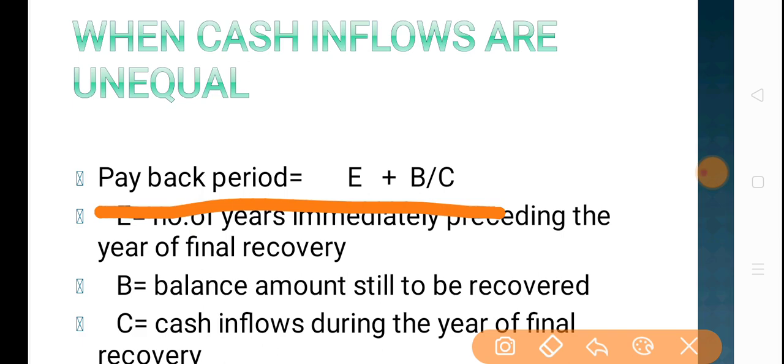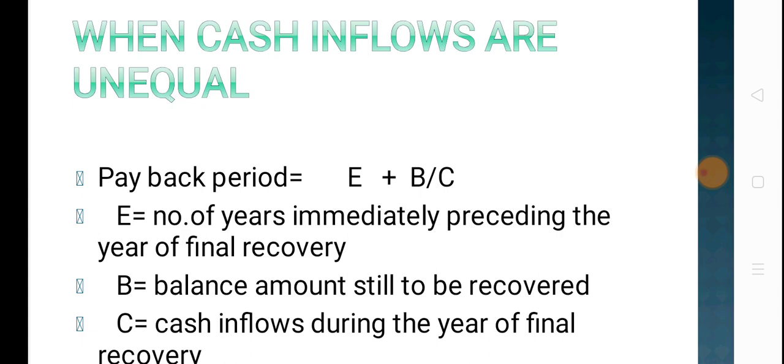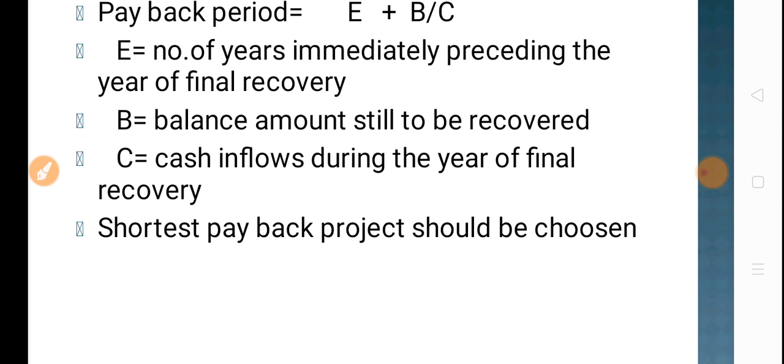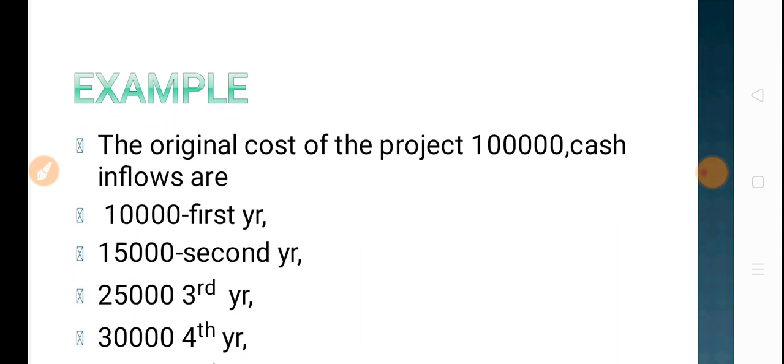Here E means the number of years immediately preceding the year of final recovery. B means the balance amount still to be recovered, and C means the cash inflows during the year of final recovery. So we can easily understand this through a short question.